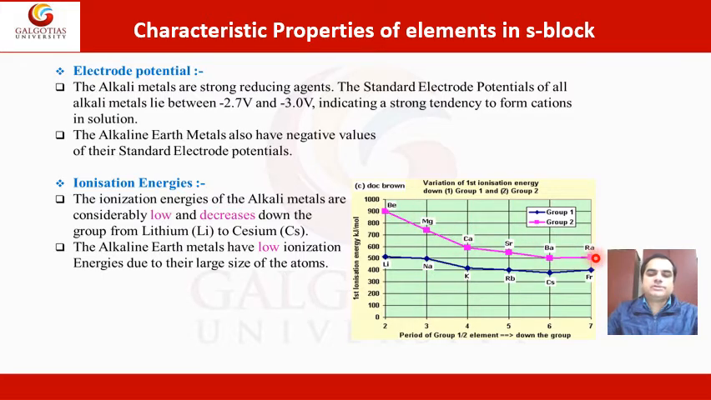So it is continuously decreasing because size is also increasing. Due to the increase in size, the ionization energy of these two groups continuously decreases, because the hold of the nucleus on the outer electron is reduced. That electron can be easily released.